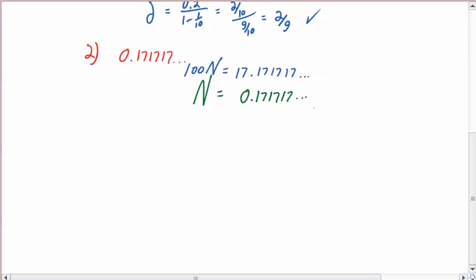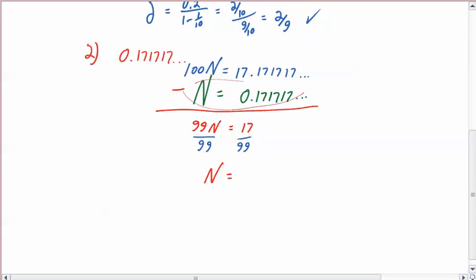Okay, so let's take a look. I'm going to subtract, and I'm going to get 99n is equal to 17. You know what we're doing already, right? Divide by 99, divide by 99, and I get that n, in other words, the very same thing that I started with, is really also equal to 17/99. Okie doke. All right.